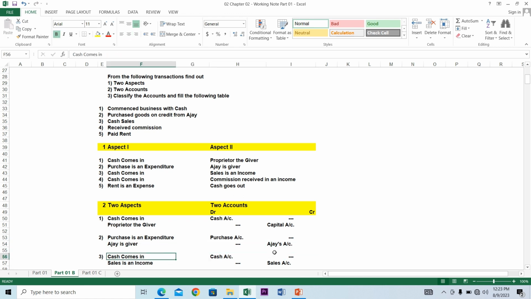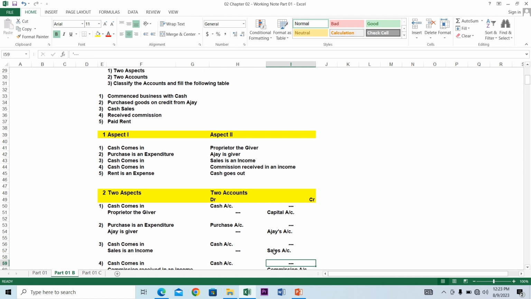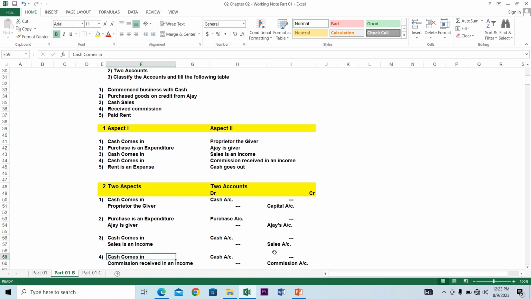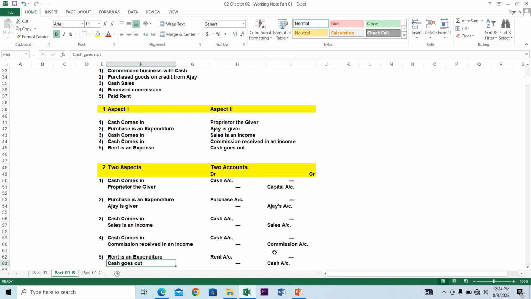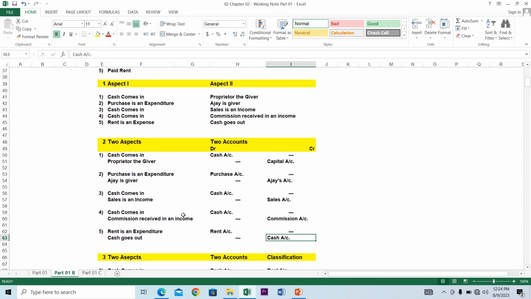Then the third point, cash comes in and sales is an income. Cash account and sales account. Then the fourth point, cash comes in and commission received is an income. Cash account and commission account. Then the fifth point, rent is an expenditure, cash goes out. Rent account and cash account. So we learned two aspects and two accounts.